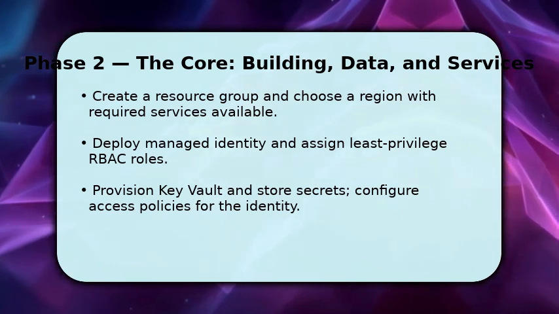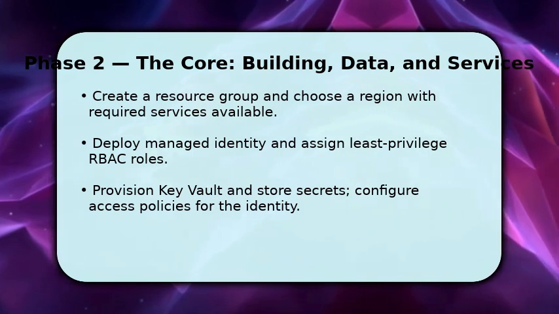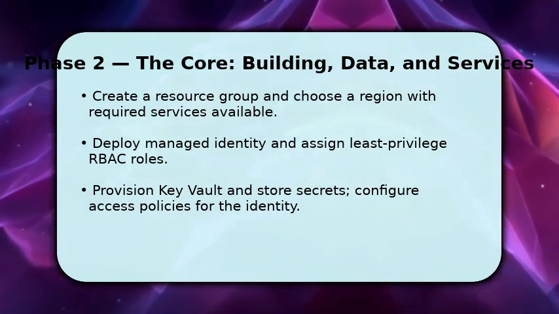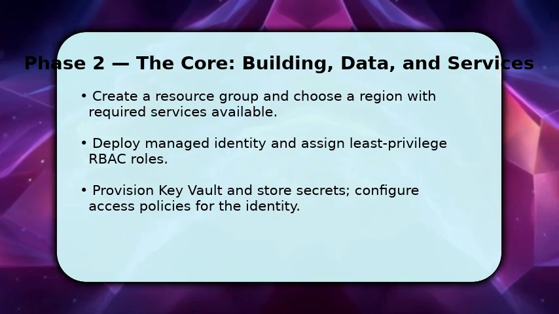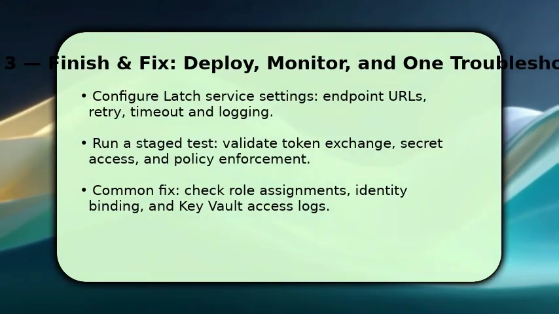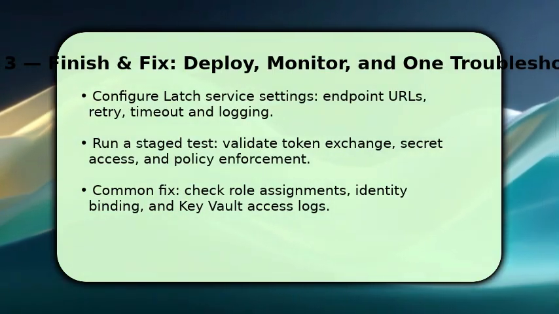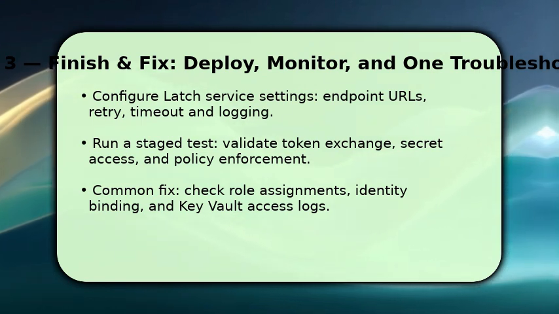Next, create an Azure Key Vault, add required secrets, and set access policies so the managed identity can get secrets. This sequence ensures secure secret retrieval and delegated access, which keeps the Latch workflow secure. Finish by configuring the Latch service, set endpoint URLs, retry and timeout values, and enable verbose logging so you can trace failures.